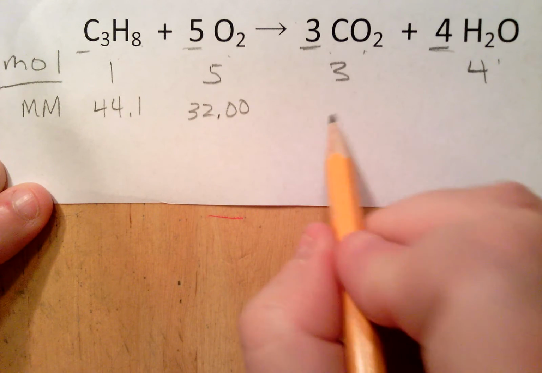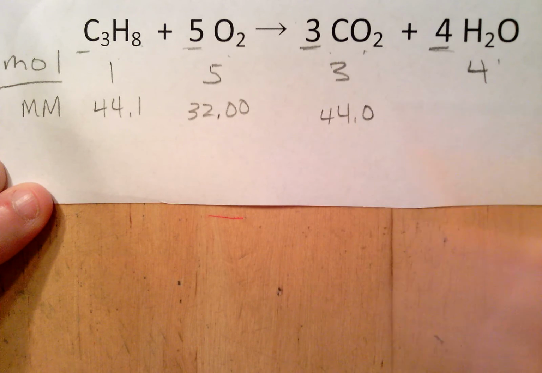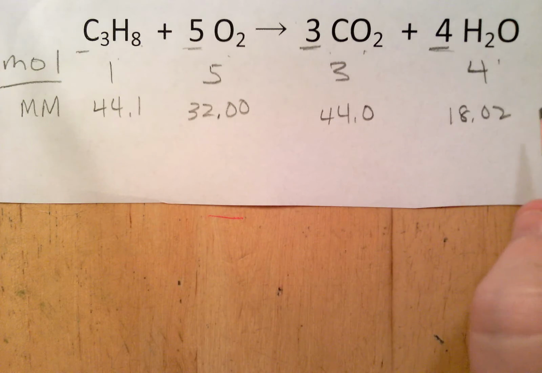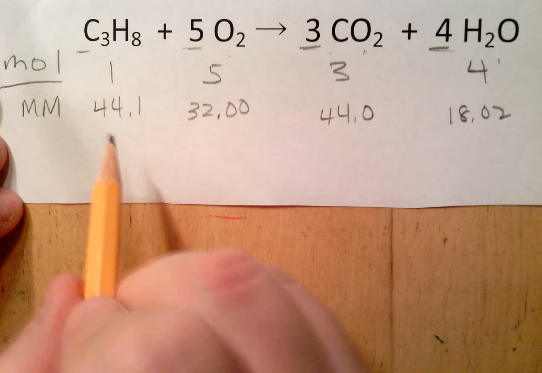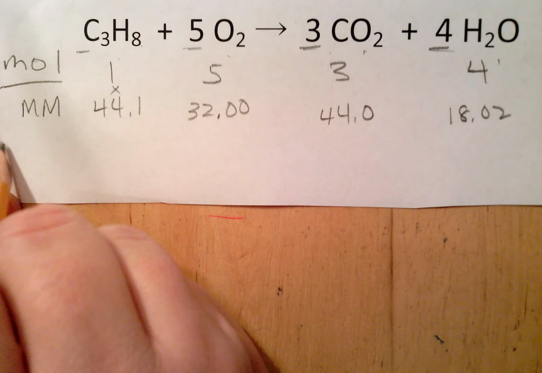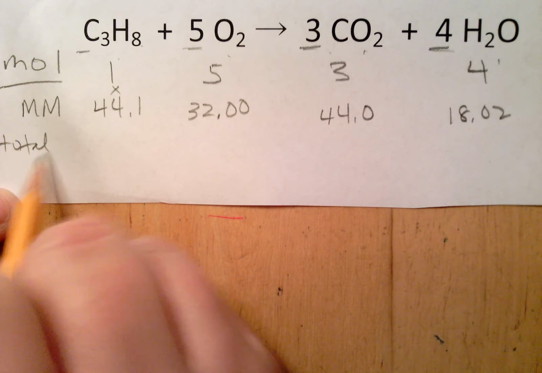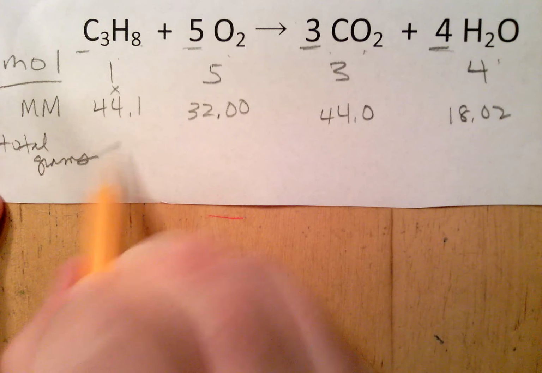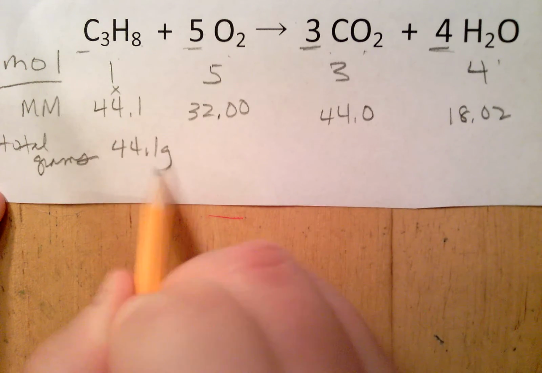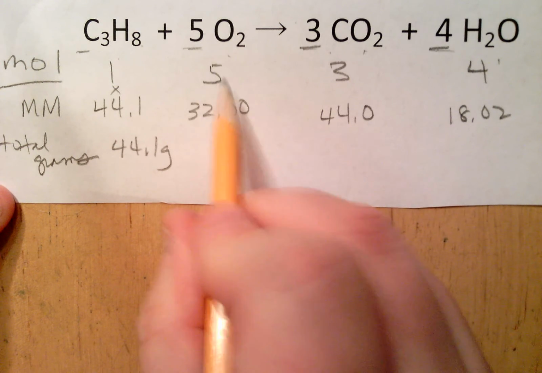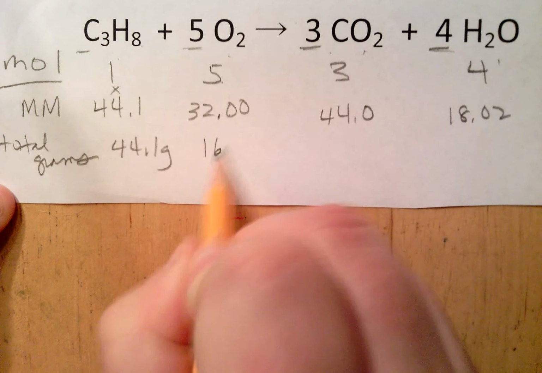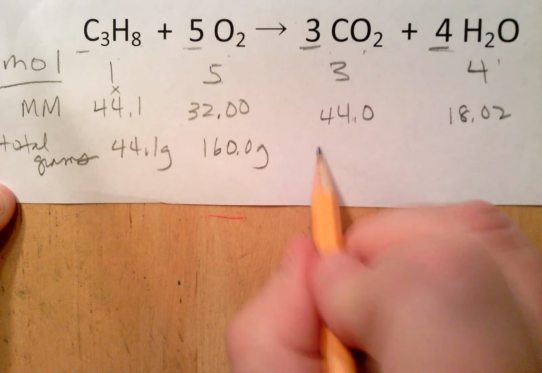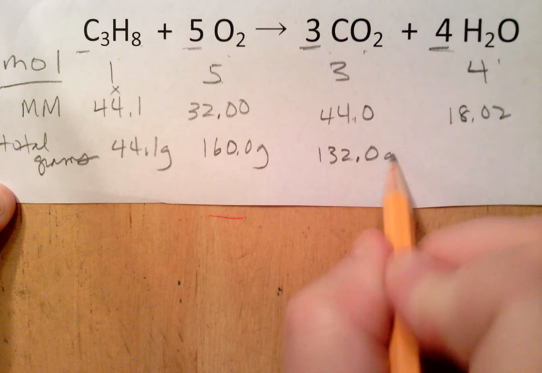Okay? 1 times 44.1. This is our total grams. Okay, this is our grams column that's going to be important. So we have 44.1 grams here. We have 32 times 5. That is 160 grams here. 44 times 3 is 132 grams here. And then 18.02 times 4 is 72.08 grams of water.